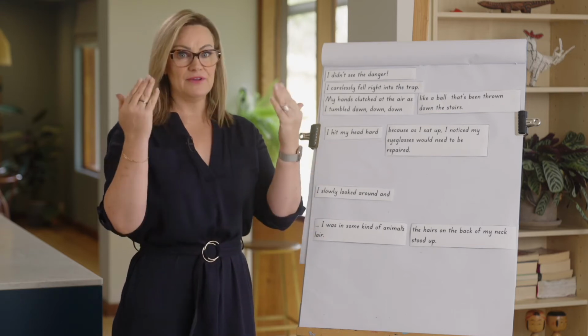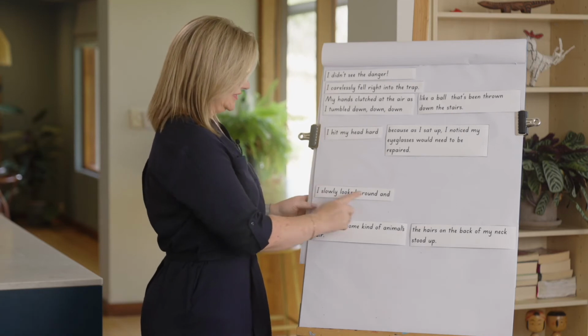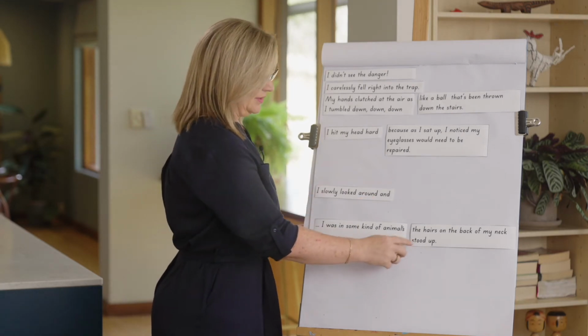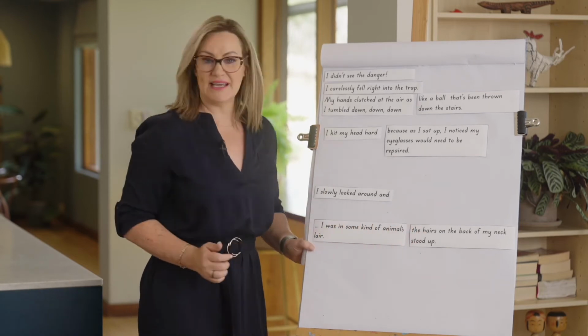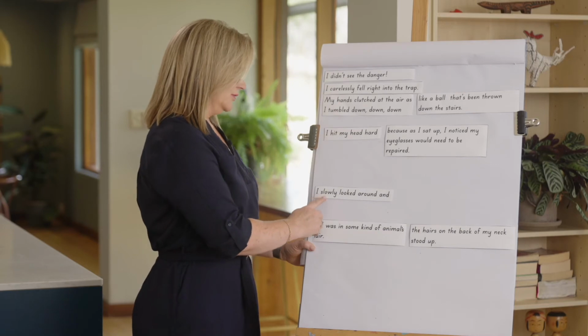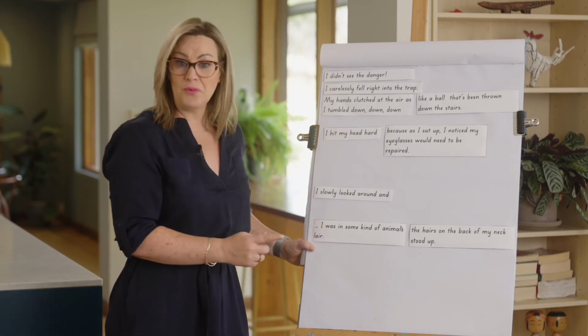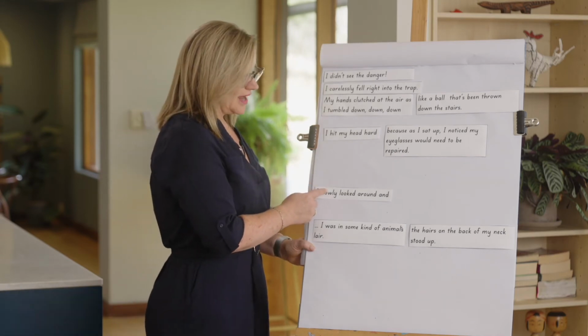Okay, they've looked around. They're sitting up. These are our choices. Looking around, sitting up. The hairs on the back of their neck. What order does this make sense? The hairs on the back of my neck stood up. I slowly looked around. That could work. It could also be I slowly looked around.